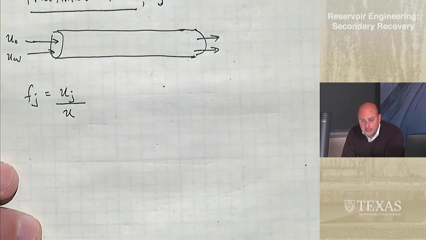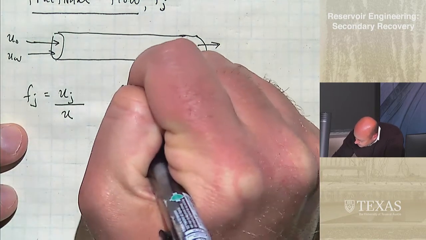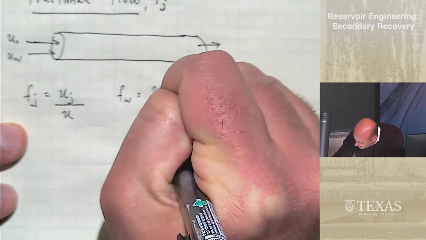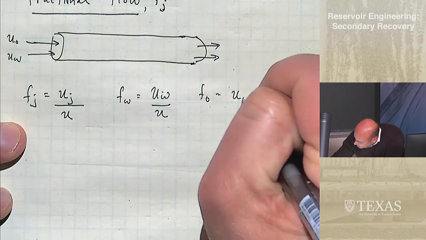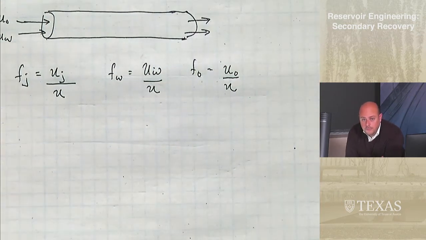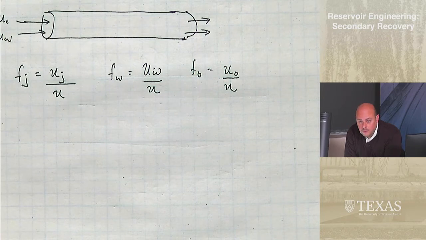U total is the total velocity. So if my total velocity were 2 feet per day and the water velocity was 1 foot per day, then the fractional flow would be 0.5 or 50%. So Fw is the fractional flow of water, which is the velocity of water divided by the total velocity U. And Fo is equal to Uo divided by U. If I had gas as well, then Fg would be Ug over U. For the purposes of today, I will stick to mostly two-phase flow, water and oil.